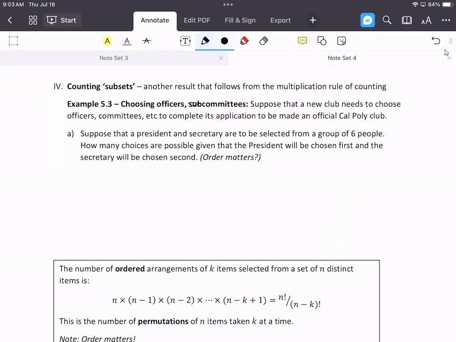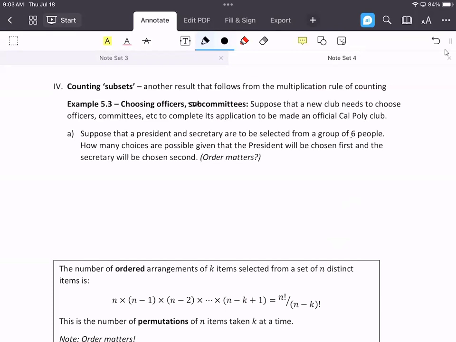Suppose that a new club needs to choose officers, committees, etc., to complete its application to be made an official Cal Poly club. Now, suppose that a president and secretary are to be selected from a group of 6 people. How many choices are possible given the president will be chosen first and the secretary will be chosen second? First question I have for myself is, does order matter? Yes, the president's going to be selected and then the secretary will be selected.